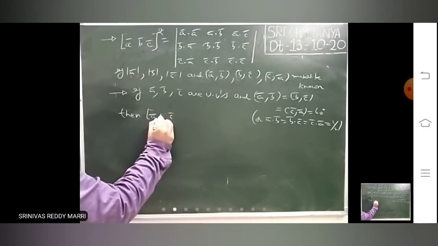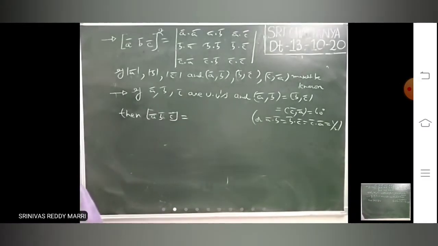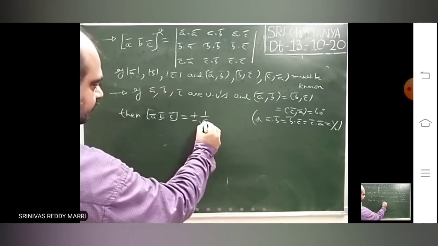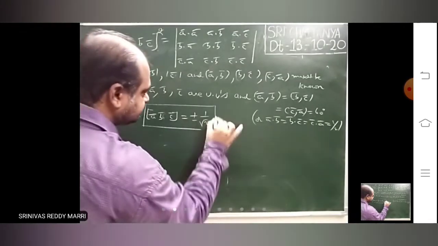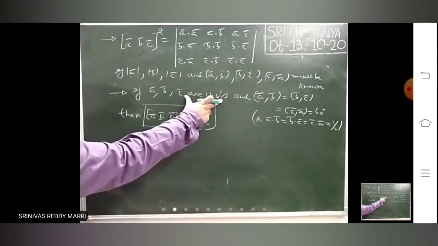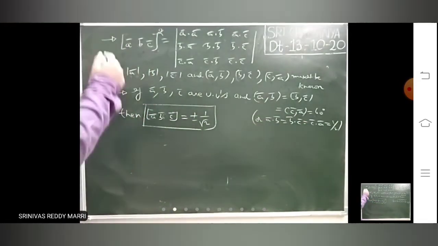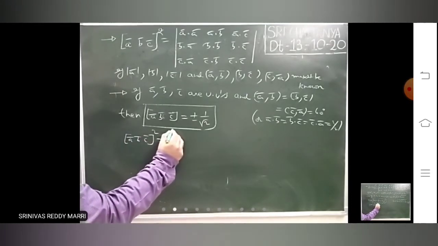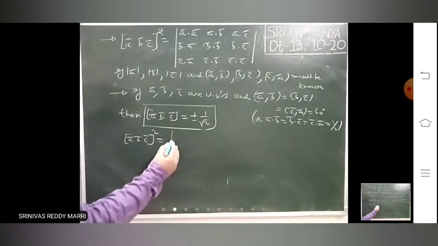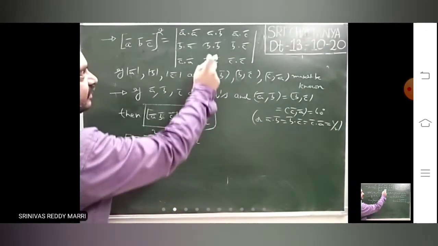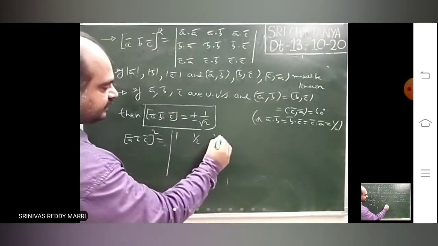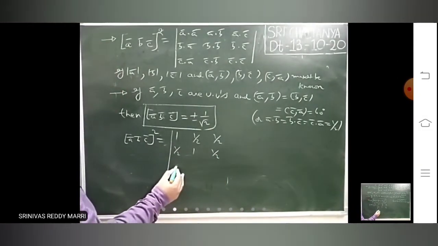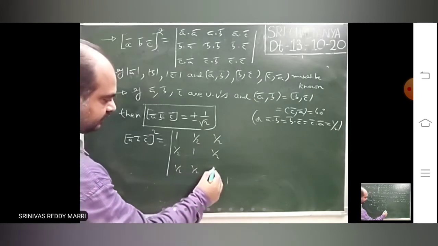Then box of A bar, B bar, C bar is nothing but plus or minus 1 by root 2. If they are unit vectors, the three are unit vectors, magnitude you know and angle you know. So now look at, use the above formula. A dot A is modulus A square, 1. A dot B means 1 into cos 60, 1 by 2. So this is 1 by 2, 1 by 2, 1 by 2, 1 by 2, 1.